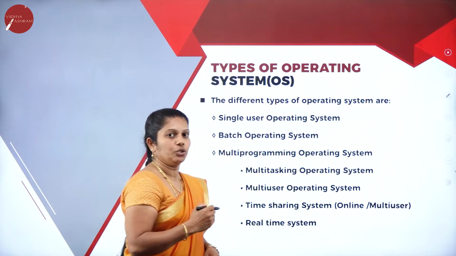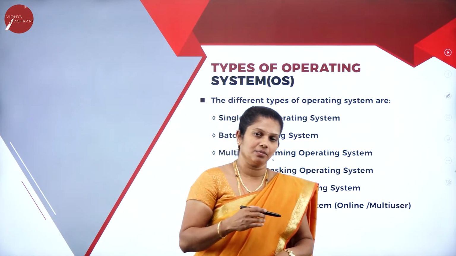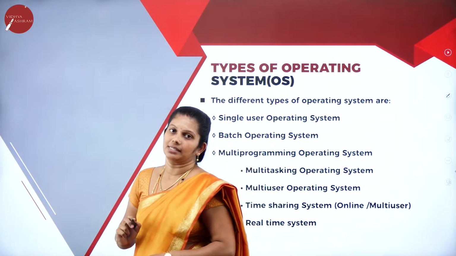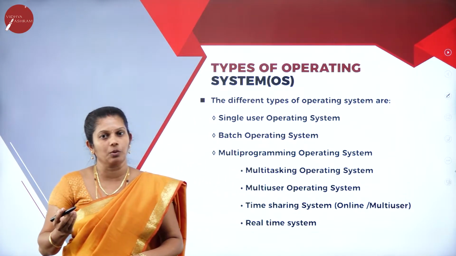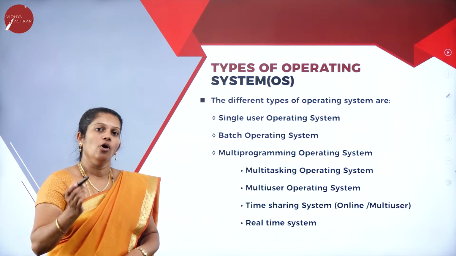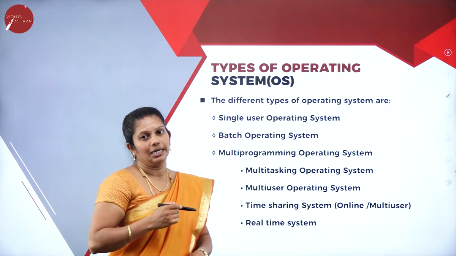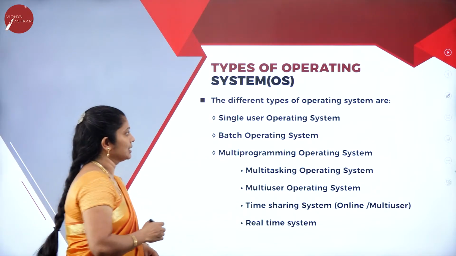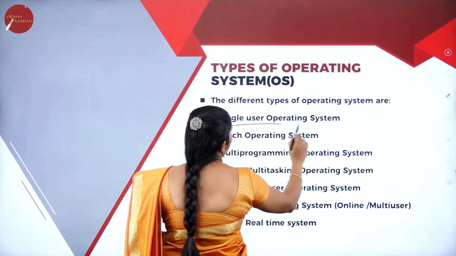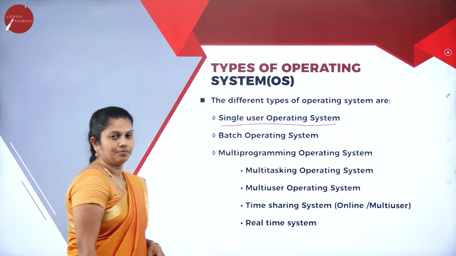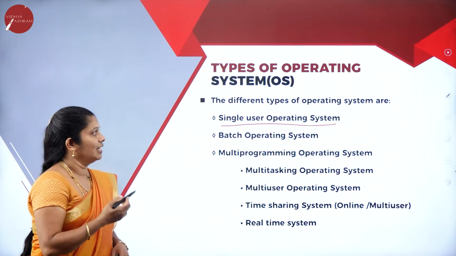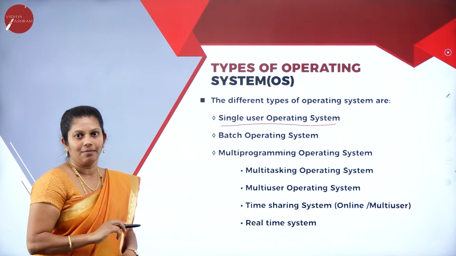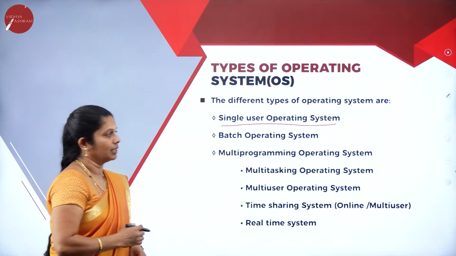In the previous session, you came to know about the operating system. In this session, you came to know the functionalities like memory, device, process, protection, security. All those are the functionalities of an operating system. But when we come to types of operating system, the first one is single user operating system. The name itself suggests single user: only one person at a time can work here.